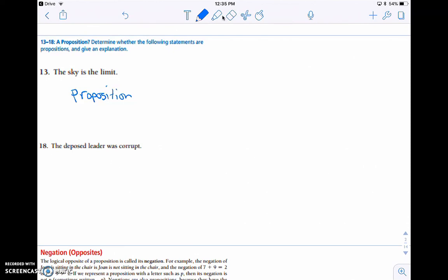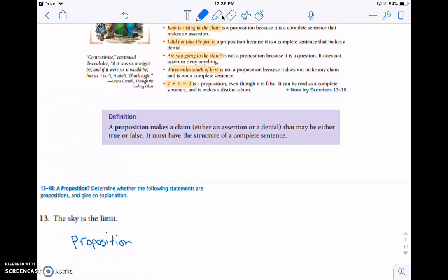Number 18, "The deposed leader was corrupt." That is also a proposition. The leader could be corrupt or could not be, but it is a full, complete sentence. It is a proposition, and again, the truth value depends on the leader that you're looking at, but that definitely is a proposition. Now, just one thing to keep in mind, as I mentioned up here, any question that you see is not a proposition. A question is never a proposition.